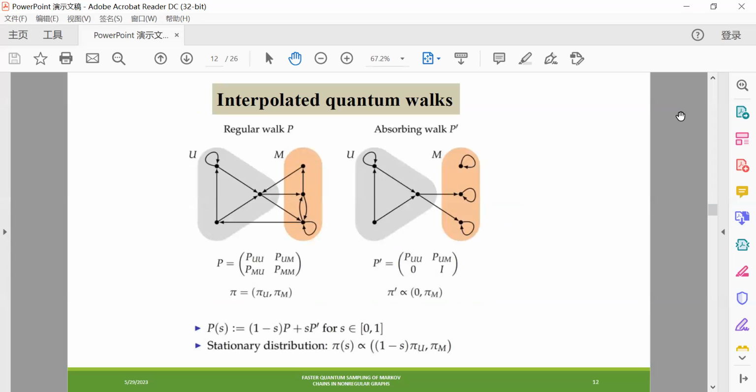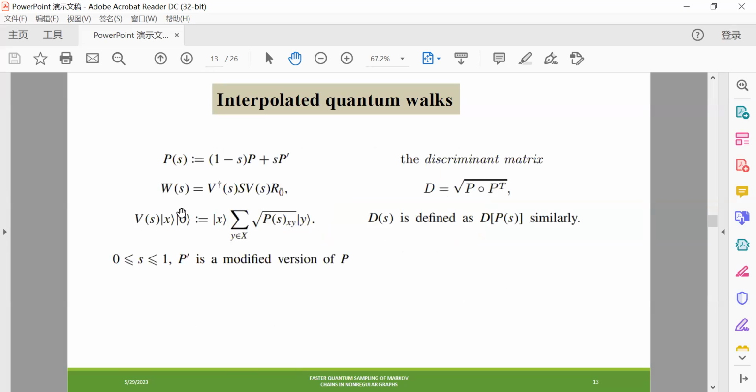Another technique we use is interpolated quantum walks. Now we can see how to construct the interpolated quantum walk. First, we have the regular walk P. We construct the absorbing walk P prime, defined like this. That is, if we start from the marked points, it can only evolve into itself; the other entries are 0. Then we can construct the interpolated walk P_s, with its stationary distribution. Then we can construct the walk operator W_s.